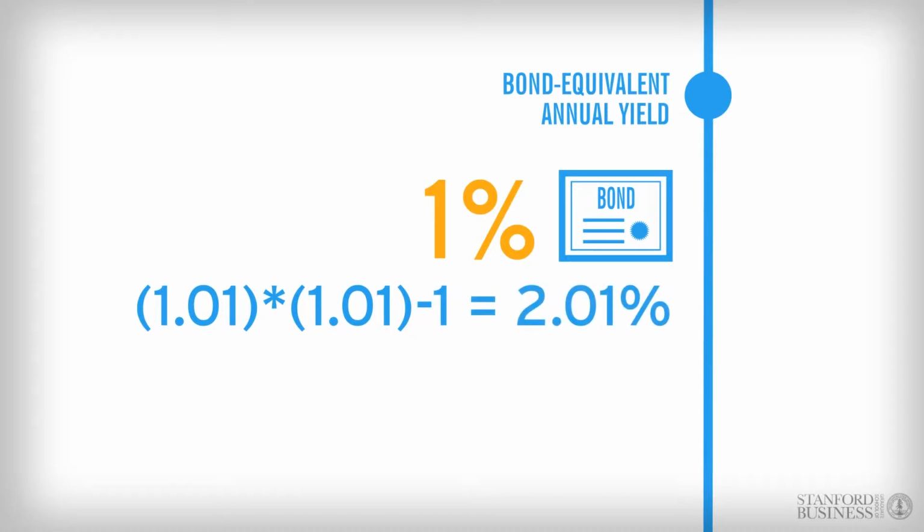So while traders, market participants, and the financial press quote bond yields using the convenient bond equivalent annual yield, which is just 2 times the semi-annual yield, these players would all understand that the true equivalent annual yield is a little more than 2% in this example, and you should understand that too.